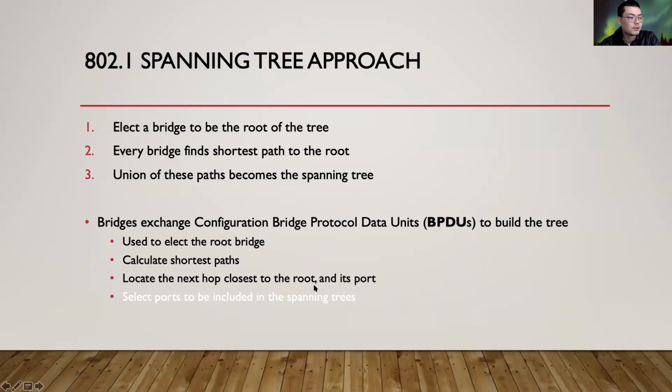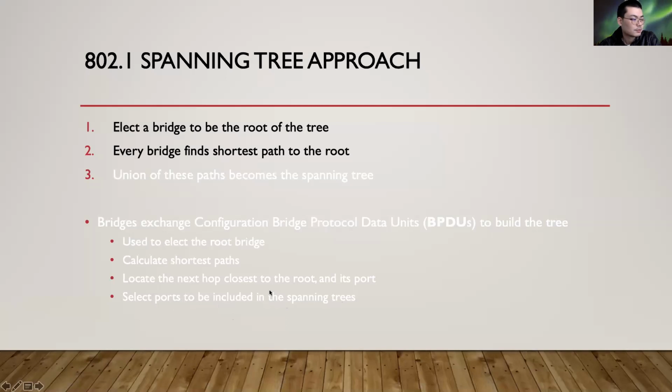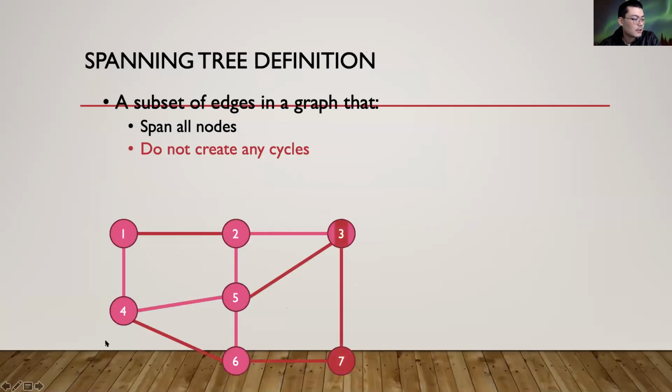So that's basically the concept here. Locate the next hop closest to the root and its port. And you will select ports to be included in the spanning tree, right? So which ports you want to include in the spanning tree. Like for bridge 4, maybe these 2 ports are in the spanning tree, but this one to 6 is not in the spanning tree.